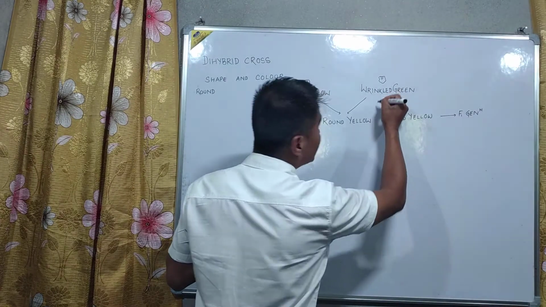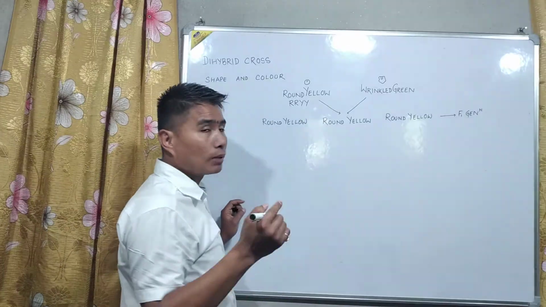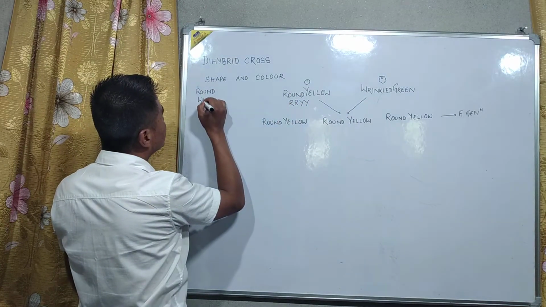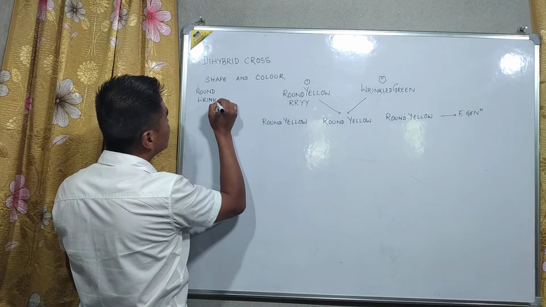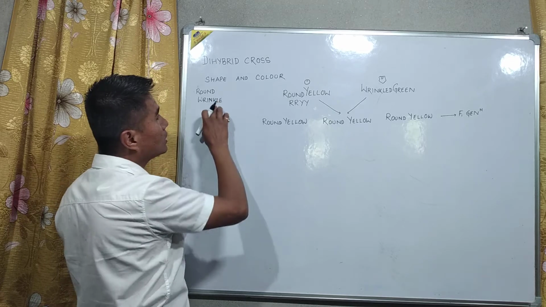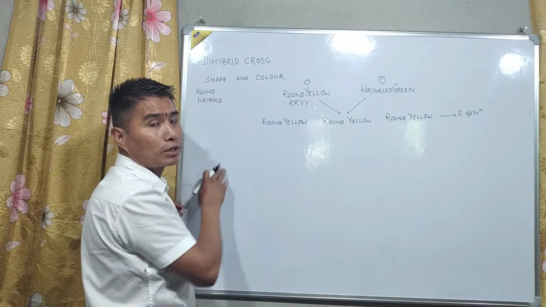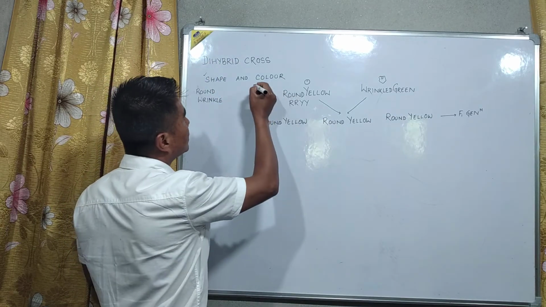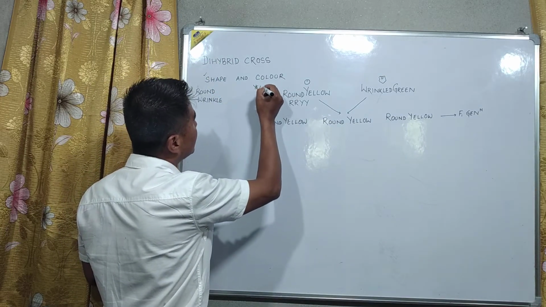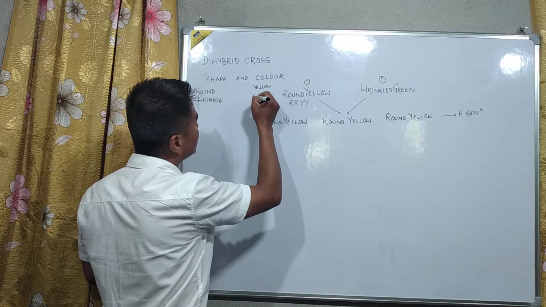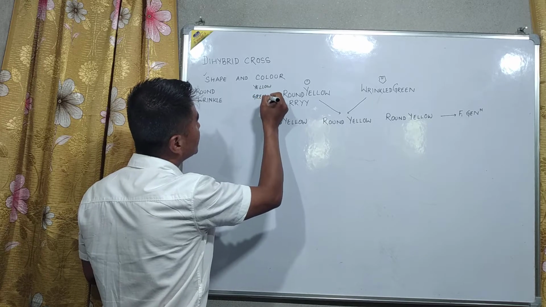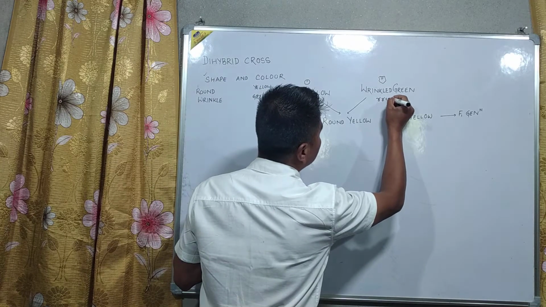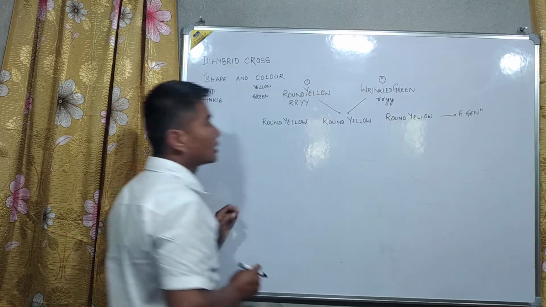And for wrinkled green, we cannot use W and G. Why? Because wrinkled and round are traits of the same character. That character is shape, and the color is also a character, yellow, green. So we are using the same alphabet. So that means small r, small r, small y, small y.